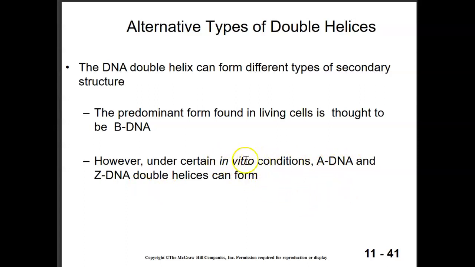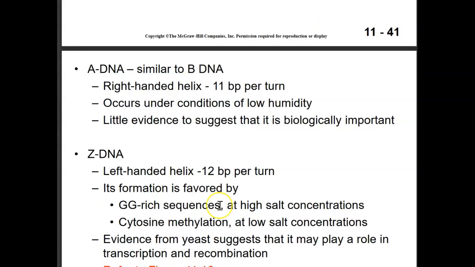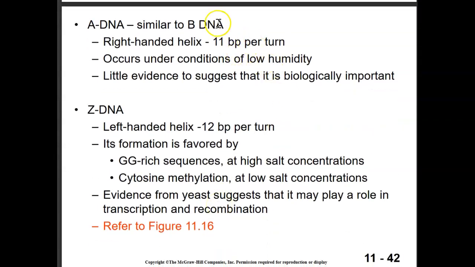In vitro conditions, in other words, test tube conditions, give rise to aDNA and zDNA. aDNA is similar to bDNA. It's a right-handed helix. However, it occurs in low humidity. Basically, it's dehydrated DNA. It doesn't have a whole lot of biological importance. It's probably just an artifact of low humidity.